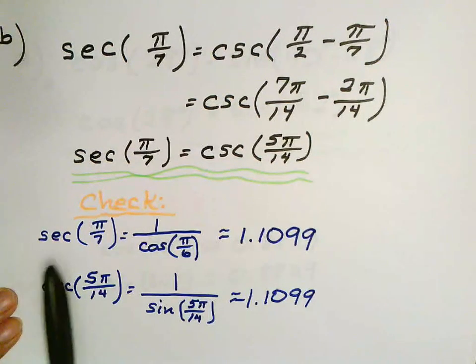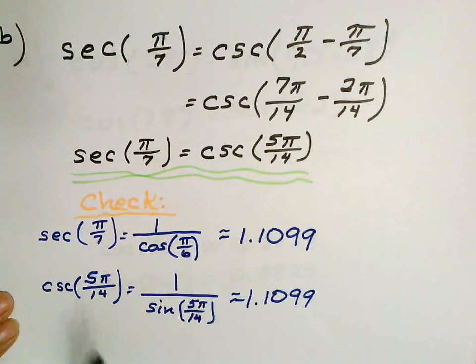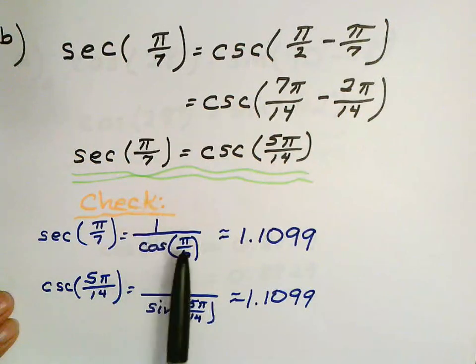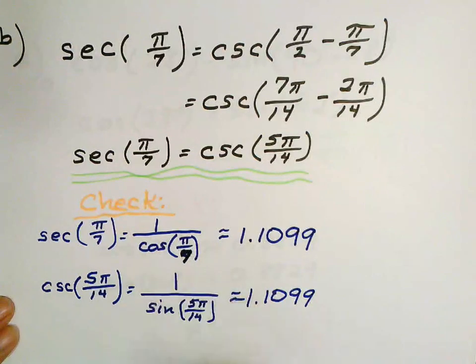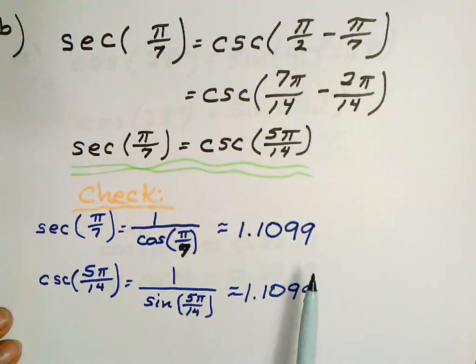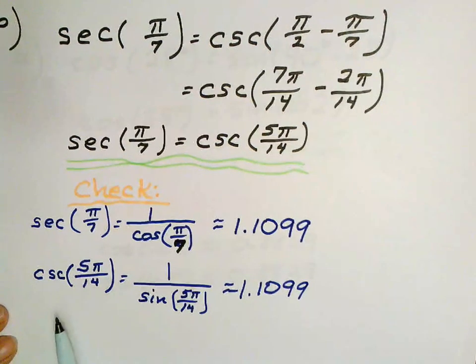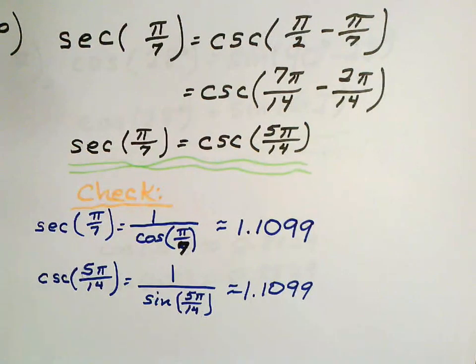But we can check this. Most of your TI-83 graphing calculators do not have a secant on it, but you have to remember the reciprocal function, which would be 1 divided by cosine of pi over 2 minus pi over 7, and you're going to get approximately 1.1099. Cosecant is not on the graphing calculator. So again, you have to remember the reciprocal functions, which will be 1 divided by the sine of 5 pi over 14, which again gives us approximately 1.1099. Now here, remember, the calculator has to be in radian mode, because we have the pi.